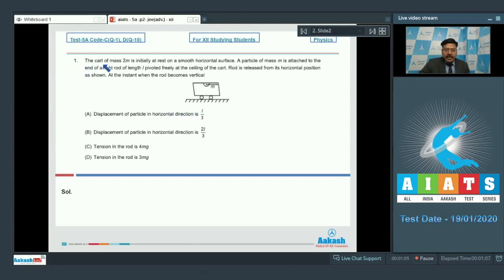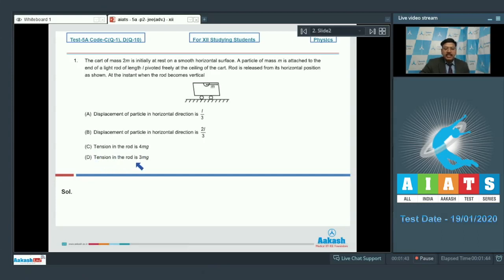Question 1 says the cart of mass 2m is initially at rest on a smooth horizontal surface. A particle of mass m is attached to the end of a light rod of length L pivoted freely at the ceiling of the cart. The rod is released from its horizontal position as shown. At the instant when the rod becomes vertical, option A says the displacement of the particle in horizontal direction is this much. Option B says the displacement of the particle in horizontal direction is this much.